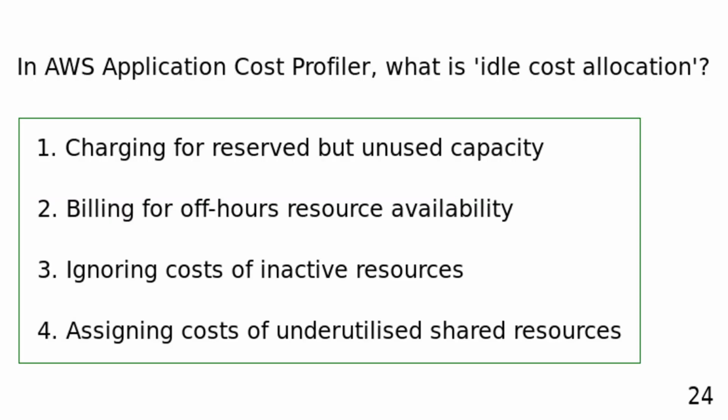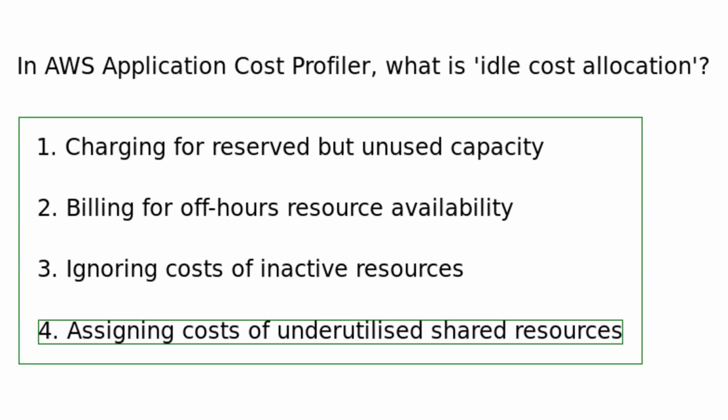In AWS Application Cost Profiler, what is idle cost allocation? Charging for reserved but unused capacity. Billing for off-hours resource availability. Ignoring costs of inactive resources. Assigning costs of underutilized shared resources. Idle cost allocation, in AWS Application Cost Profiler refers to fairly assigning costs of underutilized shared resources, ensuring applications pay for their reserved capacity even when idle.